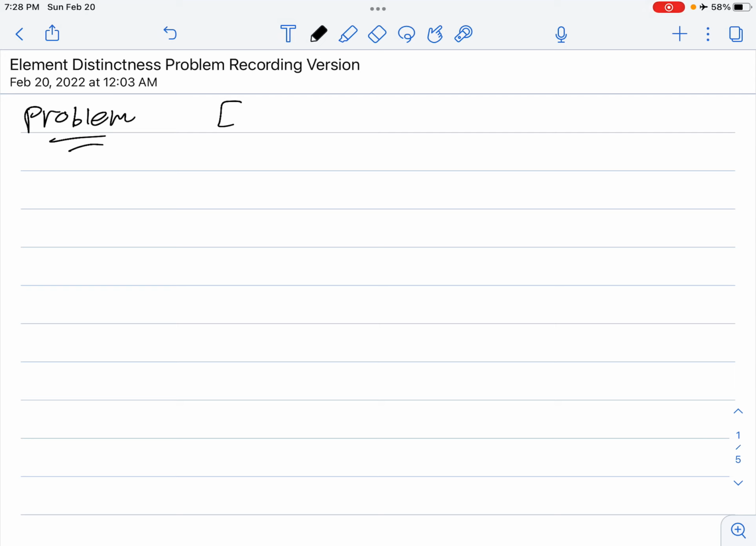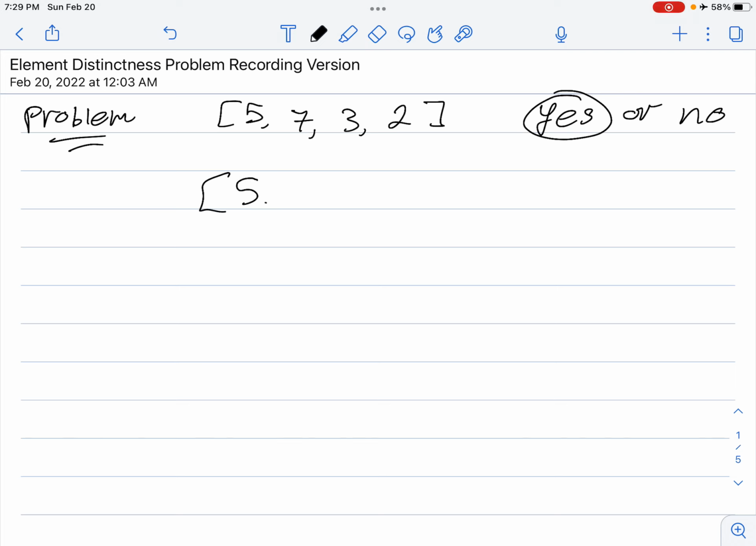So say we're given an array 5, 7, 3, 2, right? And then we have one of two answers. Is it yes, everything's distinct, or no, not every element is distinct? In this case, it's yes, but if we had a slightly different array, 5, 7, let's put another 5, 2, right? We have duplicate 5s here, so the answer is no, right?